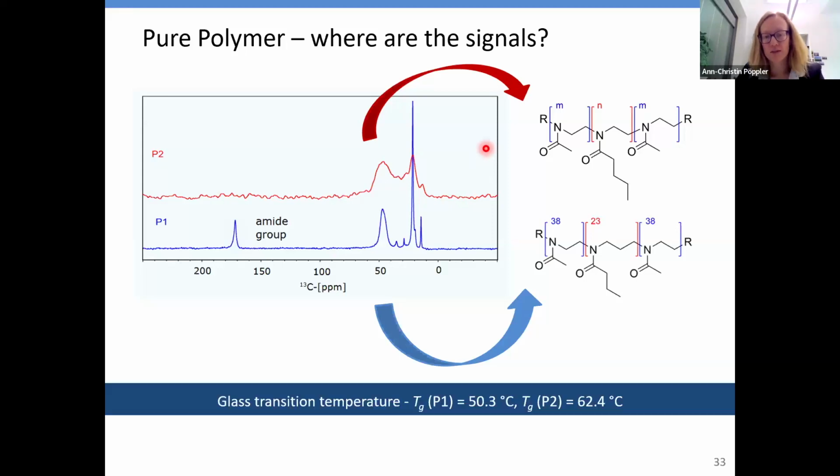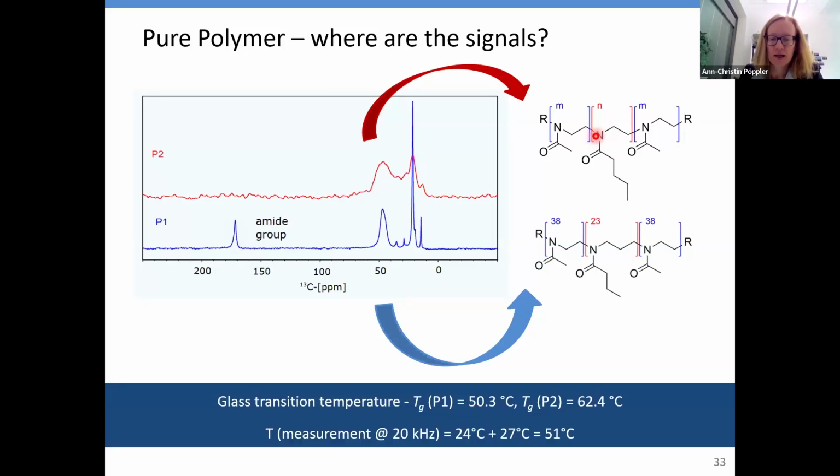And it took us a moment to trace this to the glass transition temperature of the polymer, also another property that we have to keep in mind, which is 50 degrees Celsius for the lower polymer and more than 60 degrees Celsius for the upper polymer. And if you think of the measurement temperature at 20 kilohertz where we did the recordings, then we have room temperature plus a calibrated 27 due to friction and heating, and then we are roughly around or above the glass transition temperature of the lower polymer, but we are below the glass transition temperature of this other polymer.